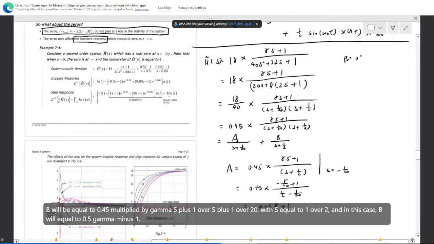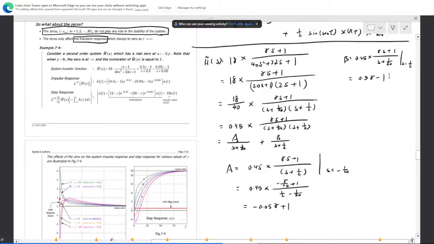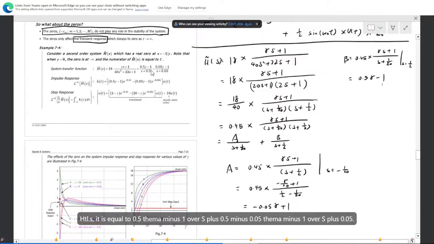And then b will be equal to 0.45 multiplied by (gamma s plus 1) over (s plus 1 over 2) with s equal to minus 1 over 20. And in this case, b will equal to 0.5 gamma minus 1. And then we will be able to get H(s) is equal to (0.5 gamma minus 1) over (s plus 0.5) minus (0.05 gamma minus 1) over (s plus 0.05).